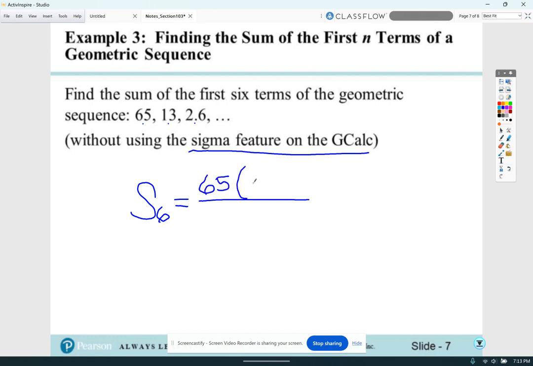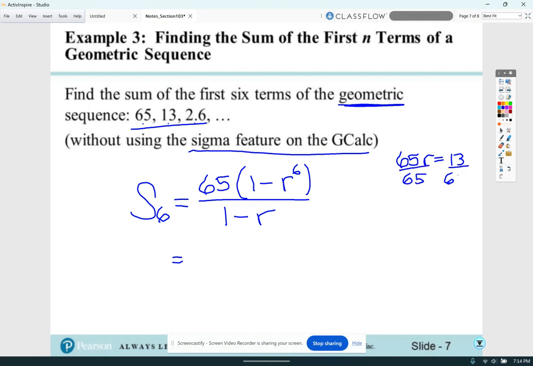And then it's 1 minus the common ratio raised to the n power. In this case, that'll be 6. I'm leaving space here. Well, let me just write r for now. And then my denominator is 1 minus r. Okay, so to answer that question, I have to find out what the common ratio is from this problem. So for this question, to find that common ratio, I know I'm going to have to take 65 times r to get 13. I know it's geometric because they told me that. Divide both sides by 65, and I get my common ratio here is 0.2.